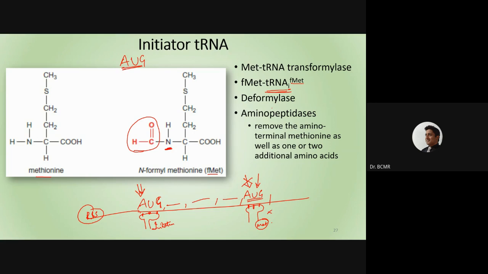And once the protein is made, say, for example, a protein is made, the first amino acid that it usually has would be the F-Met, right? The formyl group is not required. So upon completion of translation, there might be enzymes like deformylase, which might remove the formyl group, or you may have aminopeptidases.